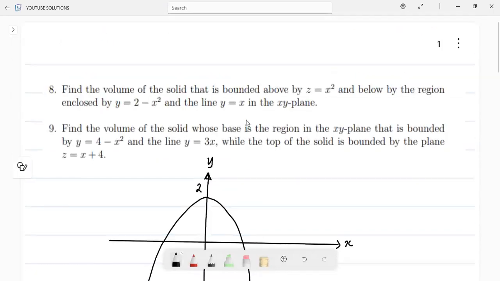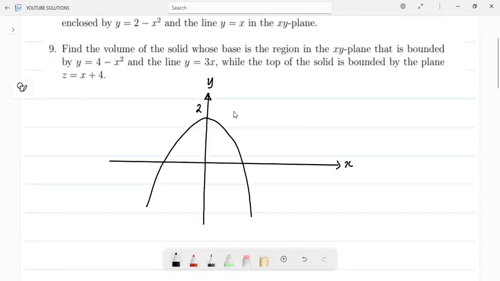And also you have the line y equal to x, the line that passes through the origin at 45 degrees. This region is bounded by y equal to 2 minus x squared, which is a parabola, and also y equal to x. You can see this is the region we're interested in, so I'll label it region D. Within this region, we now have to find the boundaries in x as well as the boundaries in y.